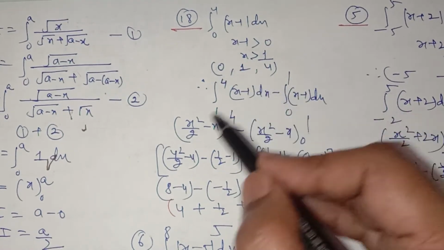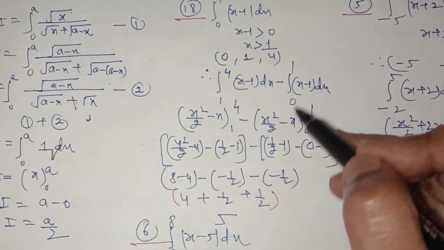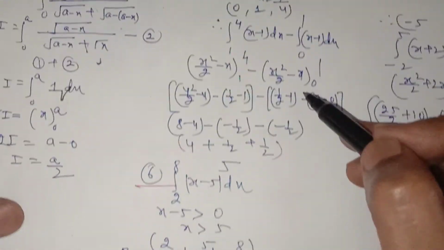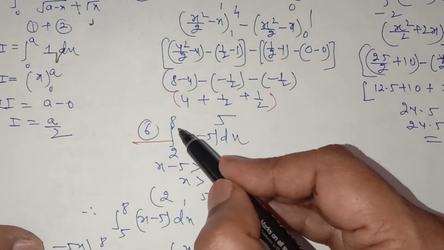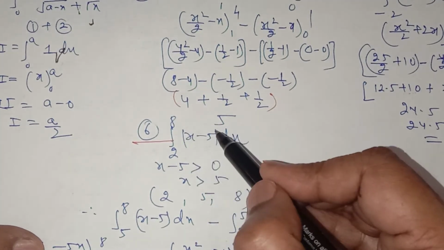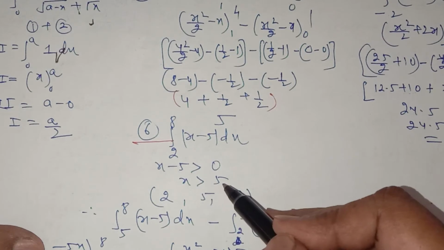And now you can integrate as usual, x square upon 2 minus 1, x square upon 2 minus x, and upper limit minus lower limit. Similarly here, mod x minus 5, 0 to 8. So you put x minus 5 greater than 0. So for x greater than 5 it will be positive.